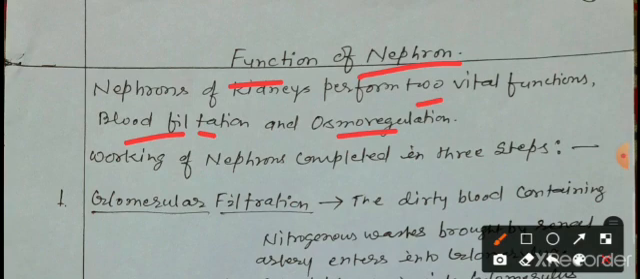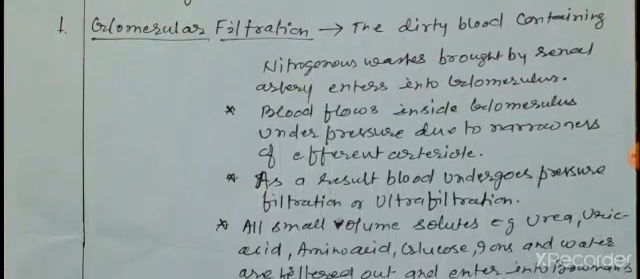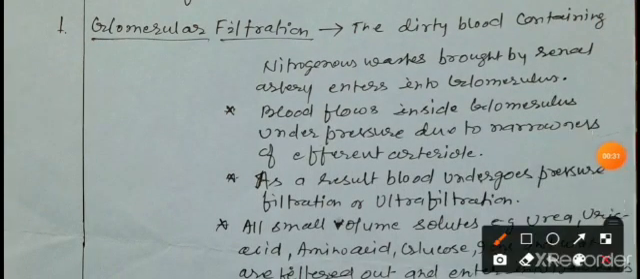First step is the glomerular filtration. The dirty blood containing nitrogenous waste brought by renal artery enters into glomerulus, which is the bunch of fine blood vessels. Blood flows inside glomerulus under pressure, that is due to the narrowness of efferent arteriole.